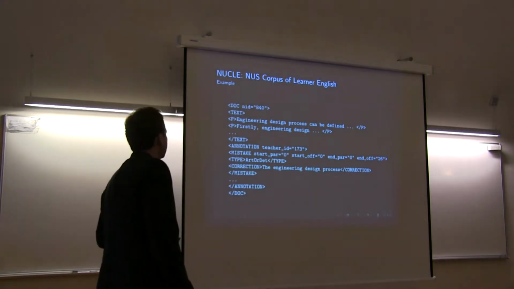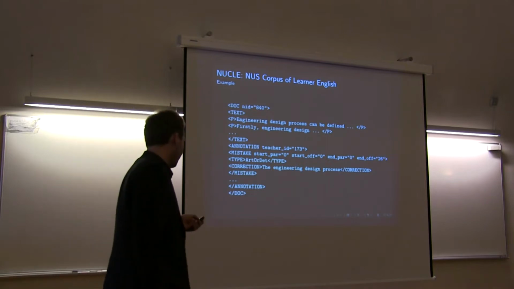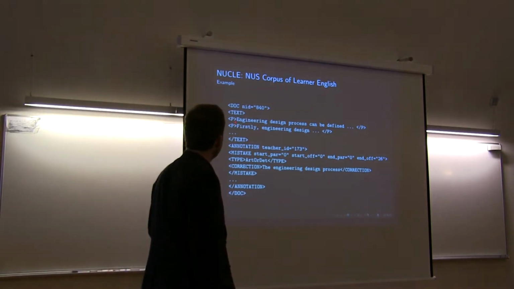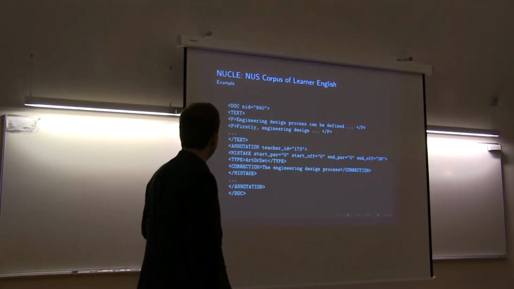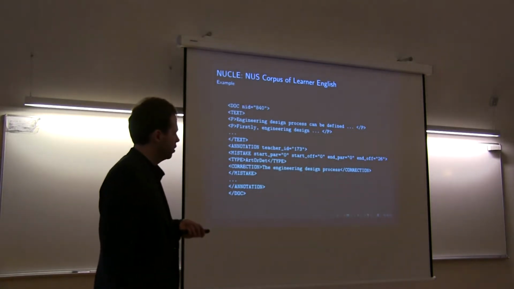The data looks like this. It's an XML document, annotated essays. You have paragraphs that have been written by a student and annotation. So which teacher did the annotation? Where does the modification start? Where does it end? What type of error we have, and what we should substitute. So for instance, here we say that we should substitute this part, engineering design process, with the engineering design process. So as we see, it's an article or determiner error.